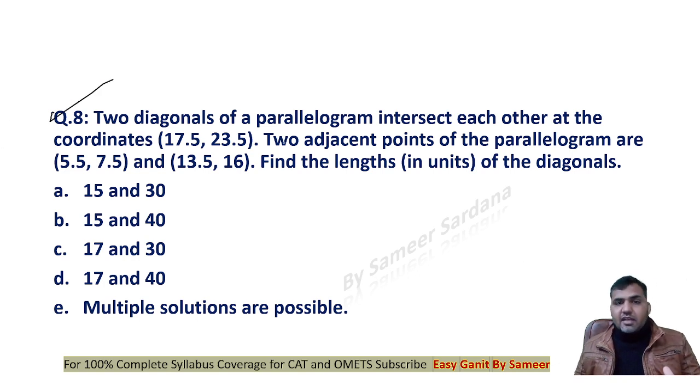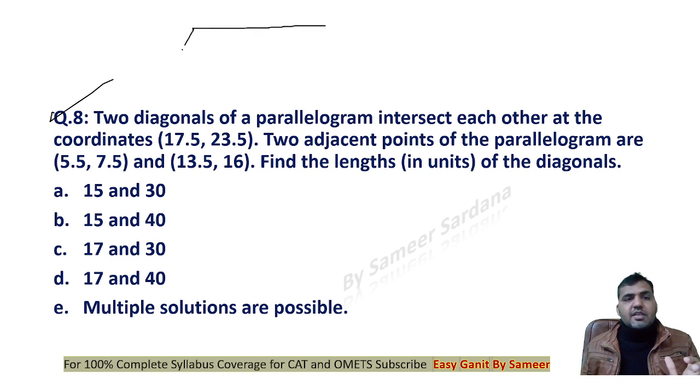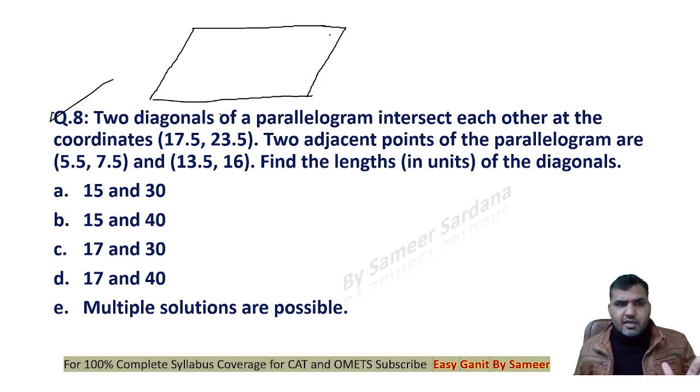Question number 8. Two diagonals of a parallelogram intersect each other at the coordinates 17.5, 23.5. So guys, there's a parallelogram here, right? You should know the basic properties of a parallelogram if you want to answer this question, right? The two diagonals of a parallelogram intersect each other at the coordinate. Okay, these are the two diagonals, right? And the point of intersection of these two diagonals is given to us as 17.5 and 23.5.